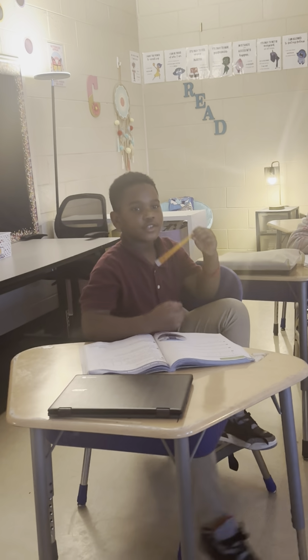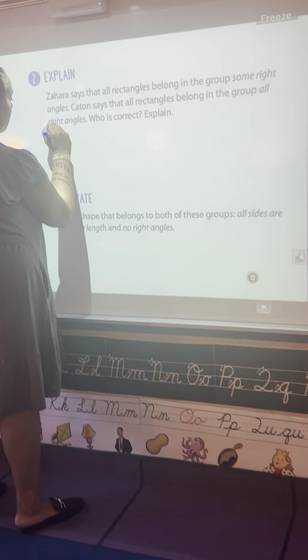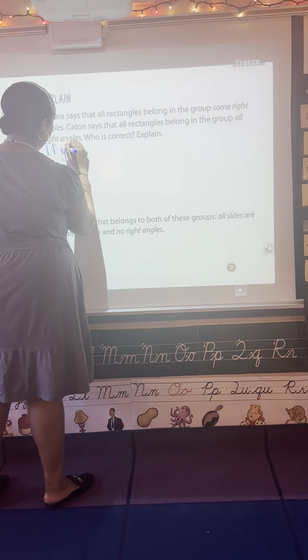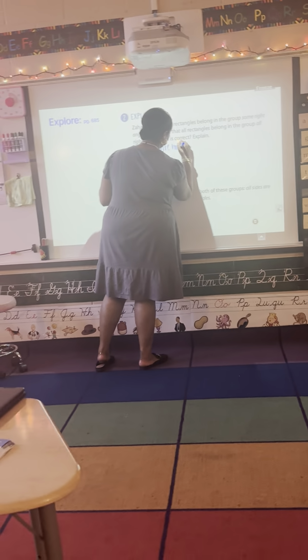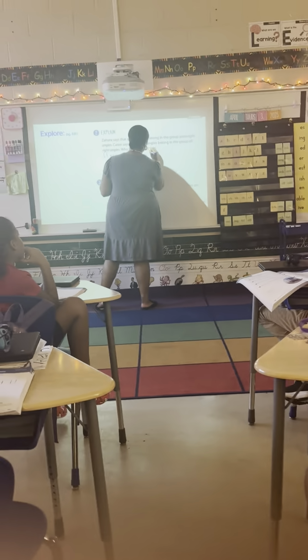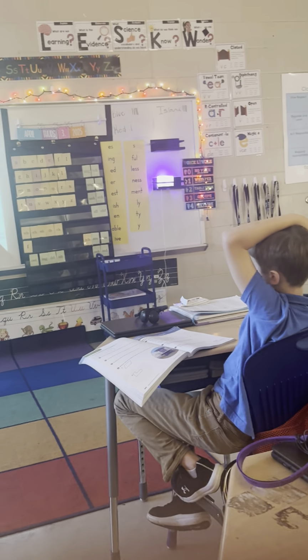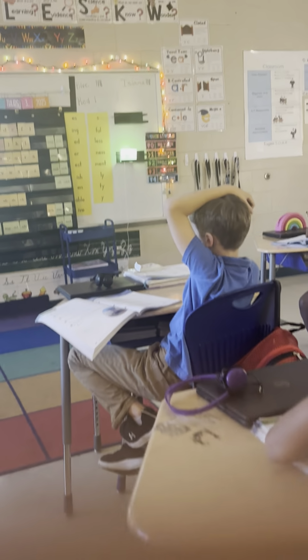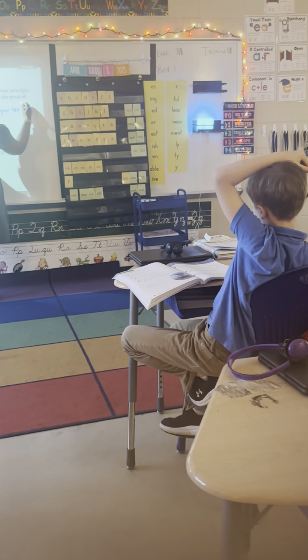Okay. So Landon says, repeat that again. If you write how many shapes you're thinking in your head, and you put them on a piece of paper, all of them are not going to have right angles. Okay. Who would else like to share? Cooper? I think Zahara is correct because all you gotta do is just count the angles. Okay.